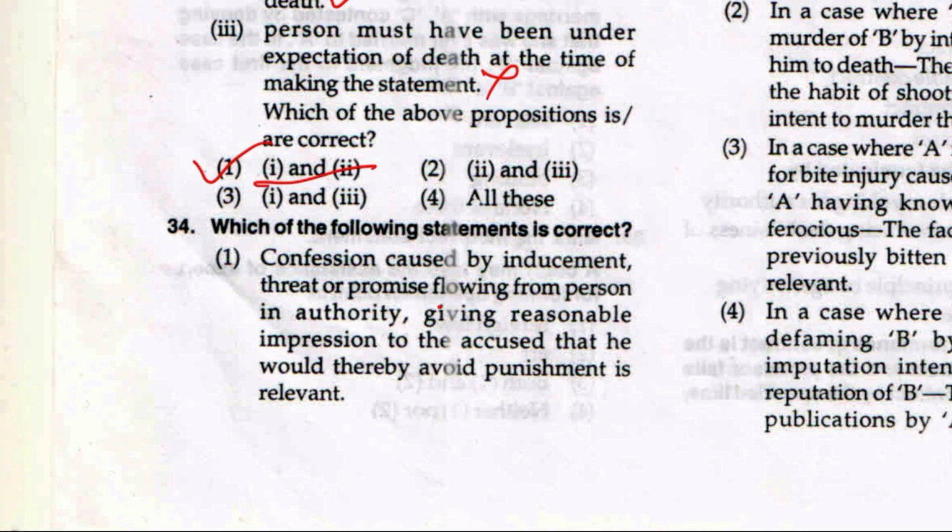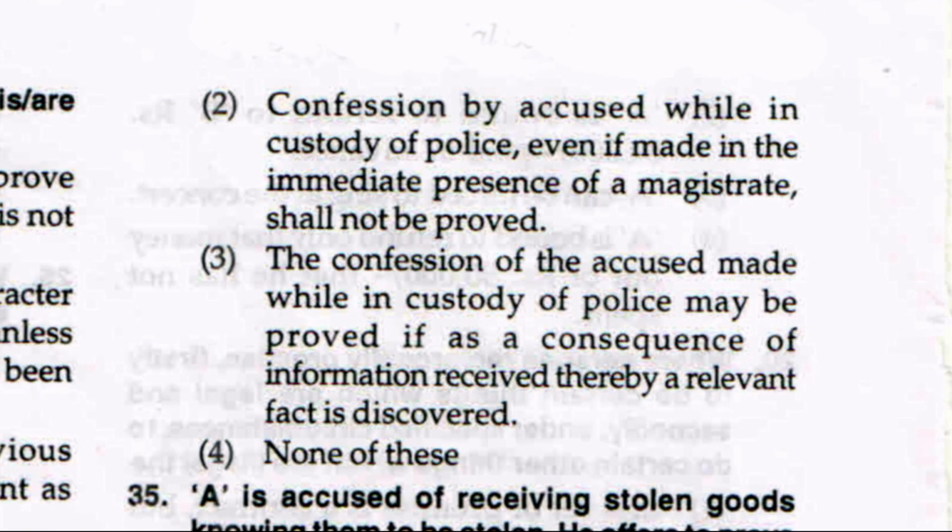Come to question number 34. Which of the following statements is correct? Option 1: confession caused by inducement, threat, or promise flowing from person in authority giving reasonable expression to the accused that he would thereby avoid punishment is relevant. It is mentioned in section 24. Option 2: confession by accused while in custody of police, even if made in the immediate presence of magistrate, shall not be proved.